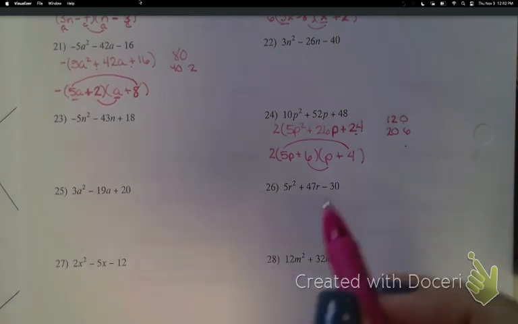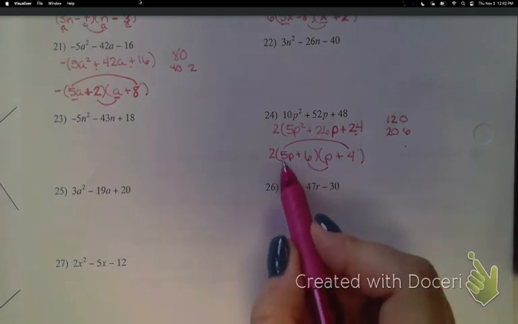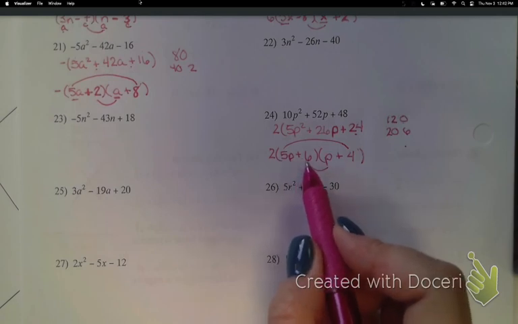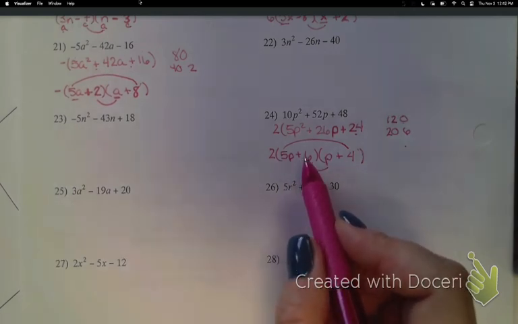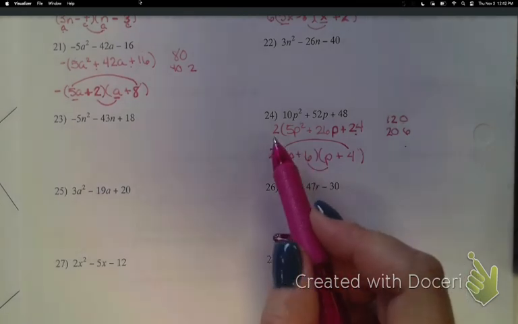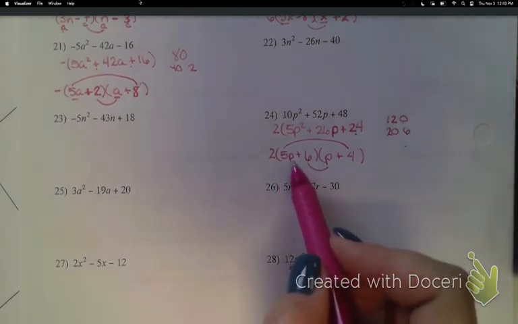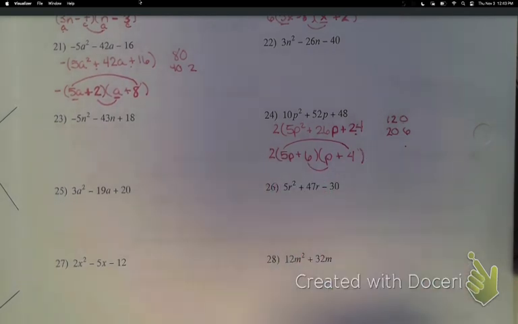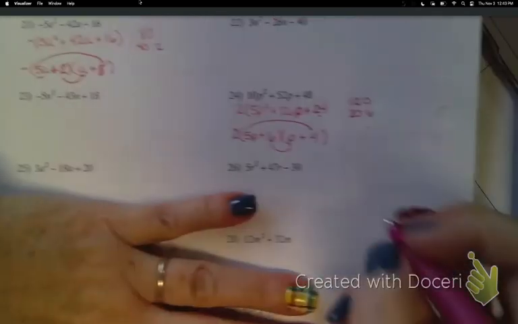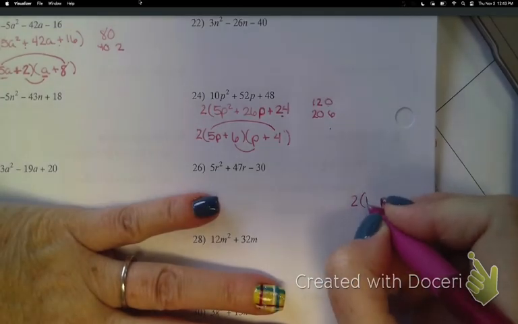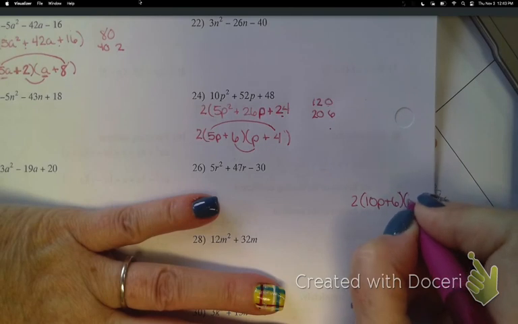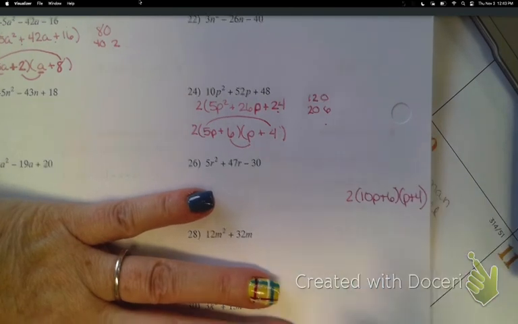Now, if I ever get something, let's say I had 10p plus 6. Does 10p plus 6 have something in common? That's a 2, right? So should I have taken out a bigger number at the beginning? Yes. You can't leave common factors, so you'd have to factor out another 2. So if you had 2 times 10p plus 6 and 5p plus 4.